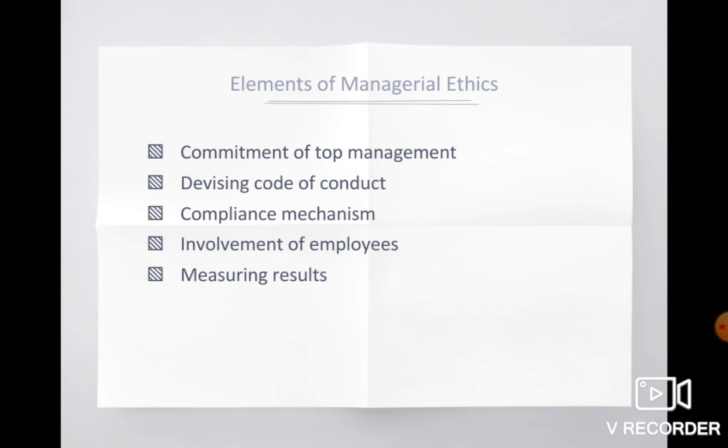The second point that we see is devising a code of conduct. It is essential to define what is ethical and what is not. It is essential for the organization to determine what can be done and what cannot be done when they are working. So a code of conduct should be devised, and a set of ethics should be set for the employees that should be followed by them.